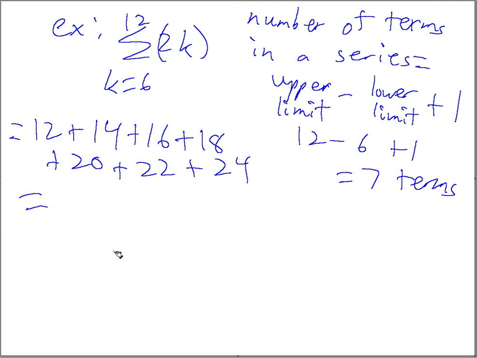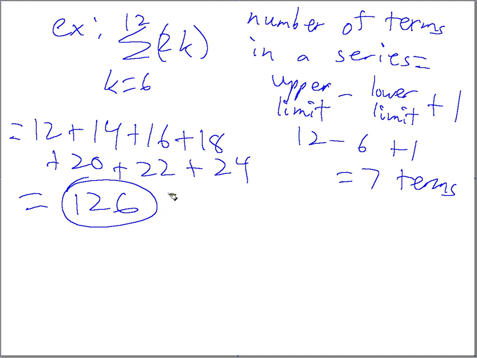Again, just punch it into the calculator. 12 plus 14 plus 16 plus 18, plus 20 plus 22 plus 24. We get 126. Alright, so just punch in the calculator carefully, add up the numbers carefully. Not a big deal. So pretty easy to work with in terms of the sigma notation here. Not too bad at all.